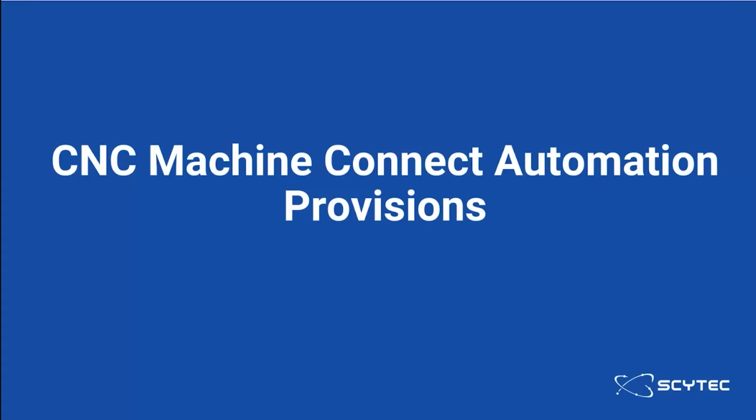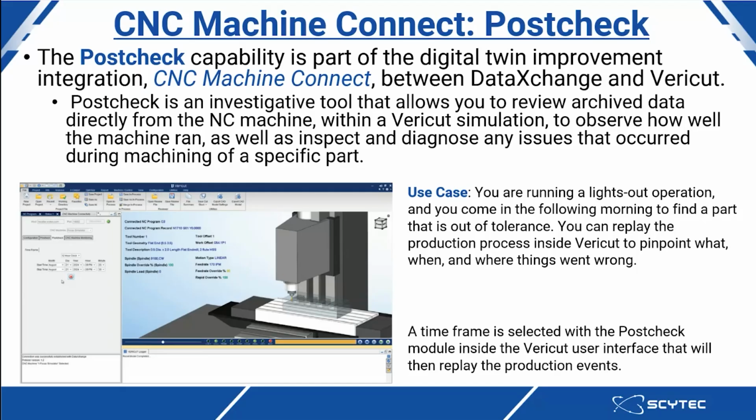As we wind down our webinar, I'm going to be discussing some of the automation provisions from CNC Machine Connect. Specifically, the automation strategy that I'm going to be singling out is the post-check capability, which is part of the digital twin improvement integration CNC Machine Connect, which is the integration between DataXchange and Vericut. If you're unfamiliar with Vericut, it's very widely used in aerospace manufacturing, and it's a software for digital twins.